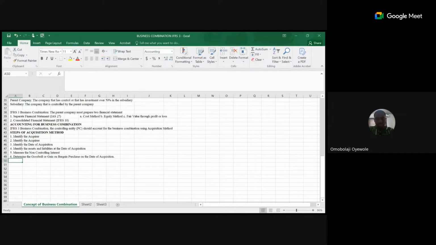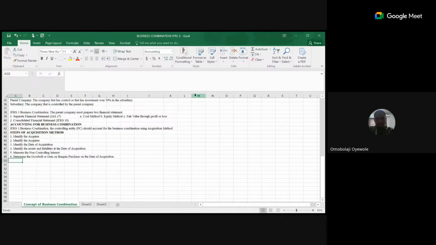So we said that business combination requires that a parent company should account for the investment in the subsidiary using the acquisition method. So according to the acquisition method, the first step is what? Identify the acquirer. The second step is what? Identify the acquirer. The third step is what? Identify the date of acquisition. The fourth step is what? Identify the assets and liabilities at the date of acquisition. So at the date we are acquiring the controlling interest, identify the assets and liabilities. Then number 5 is measure the non-controlling interest.